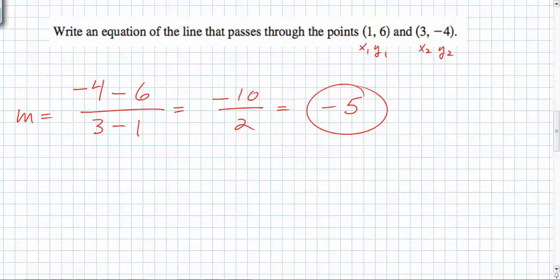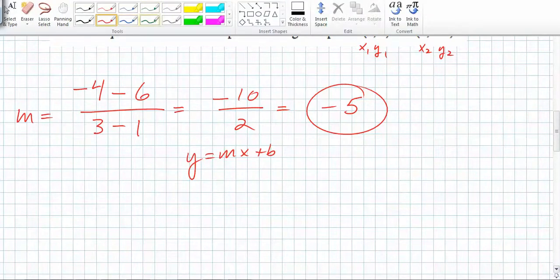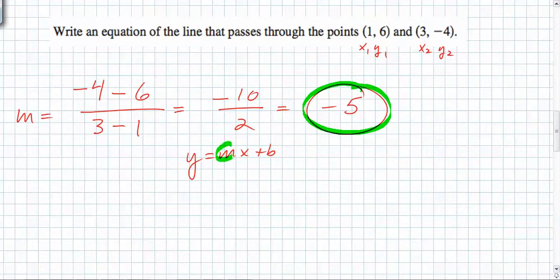So now you can pause and say to yourself, well, what are we trying to find? We're trying to find y equals mx plus b, and we just found the slope. Our slope, negative 5, is going to go right there. So I recommend pausing and writing what you know. You know y is equal to negative 5x plus b. Now we need to find the y-intercept.